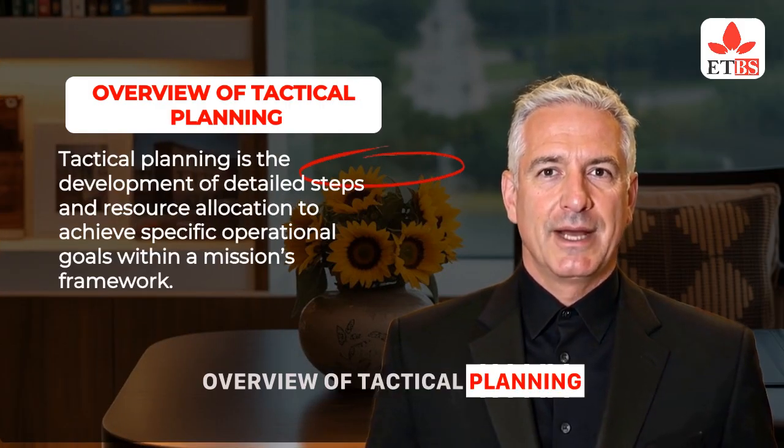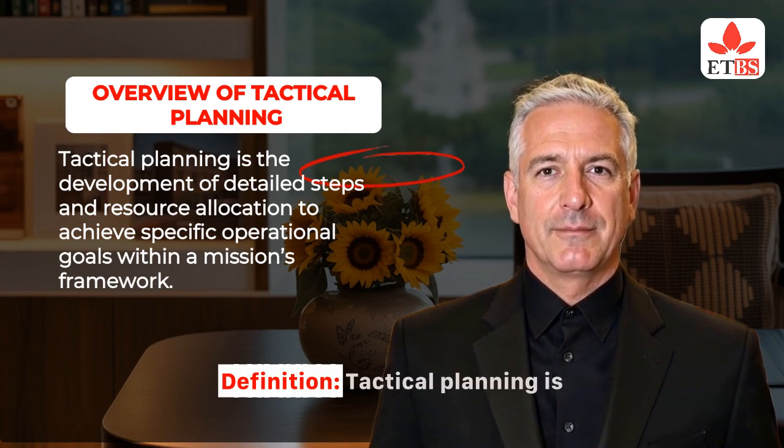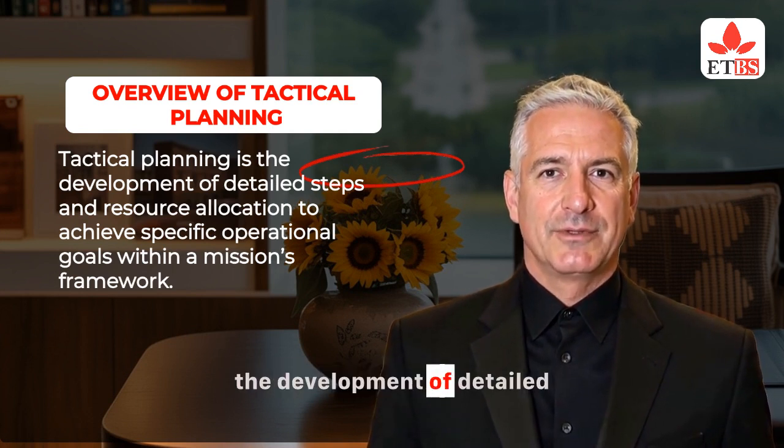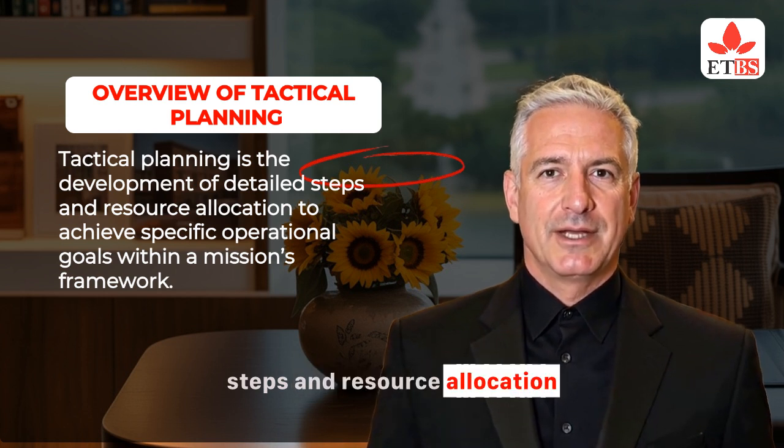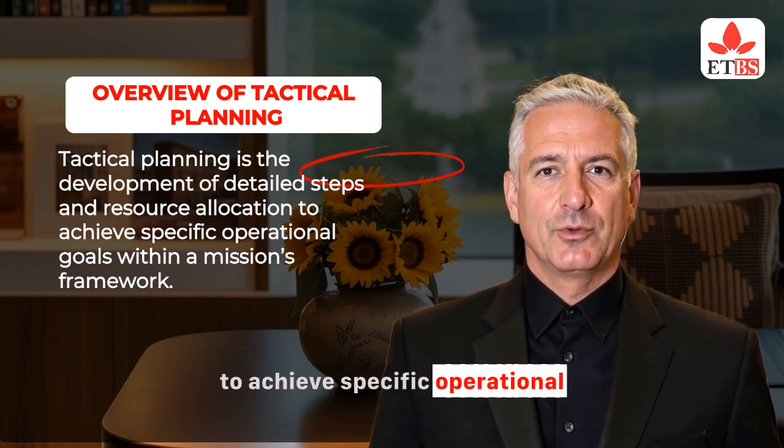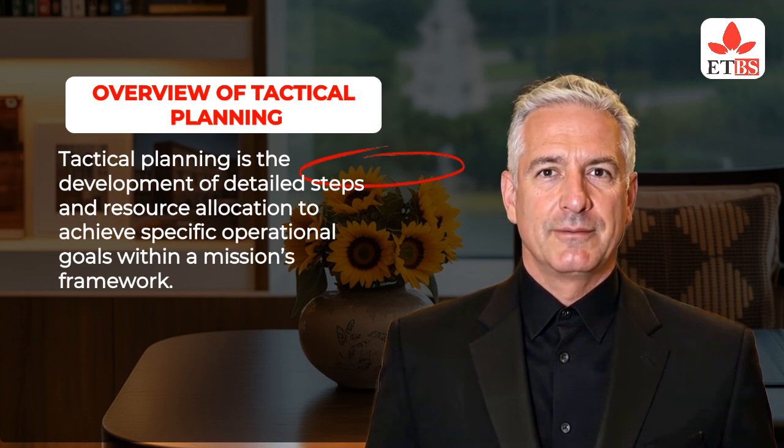Overview of tactical planning. Definition. Tactical planning is the development of detailed steps and resource allocation to achieve specific operational goals within a mission's framework.